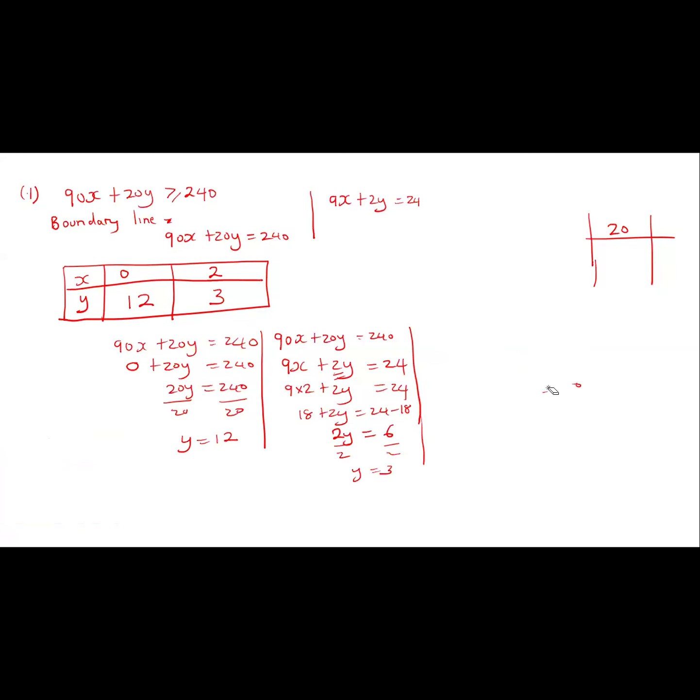But in case you are not so very good, then I don't want you to work with the negatives. So now, meaning here, the points we are going to plot are going to be 0 and 12, and we can plot 2 and 3.